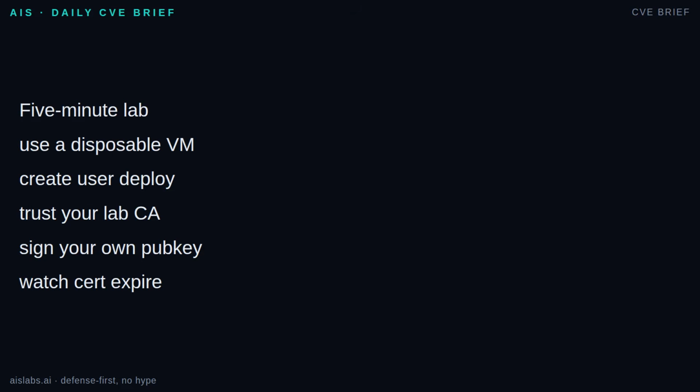On some Debian and Ubuntu systems, the service unit is ssh instead of sshd, so use the name your system has. Now sign your normal public key with principal deploy and a short validity, maybe 5 minutes. Log in as deploy. Then wait until it expires and try again. That failure is the feature. Access aged out without editing authorized_keys.